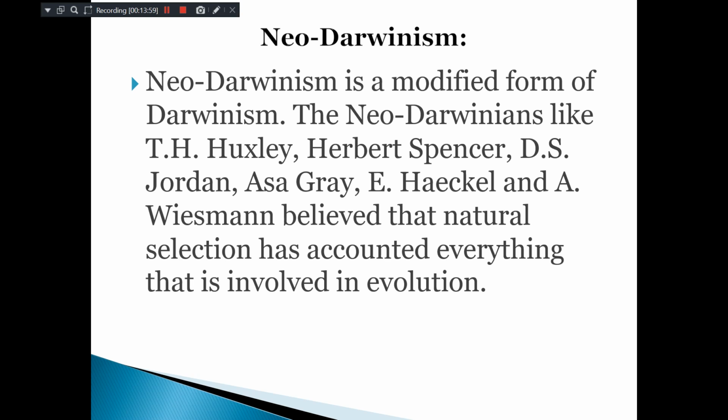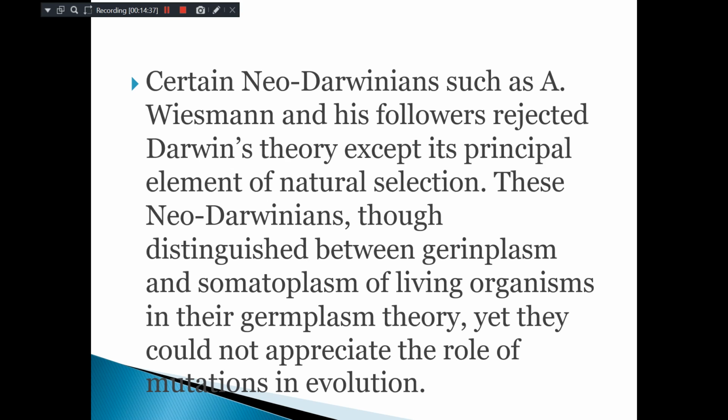They believed natural selection has accounted for everything involved in evolution, even in genetics, even in molecular biology, even in any field. They suggested that natural selection is always there, and the entire evolution is because of natural selection. That school of scientists is known as Neo-Darwinism, and later it gave rise to another theory, which we call the synthetic theory of evolution. Some of the Neo-Darwinians, such as Weismann and his followers, rejected some of the theories of Darwin and accepted the others.